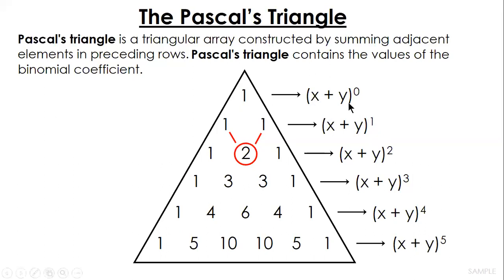Any term, number, or expression raised to 0 is equal to 1. While for this one, x plus y raised to 1 is simply x plus y. And the numerical coefficients of the terms are 1 and 1. For this one, it's a perfect square trinomial. The expansion is x squared plus 2xy plus y squared. So the numerical coefficients are 1, 2, and 1. And so on.